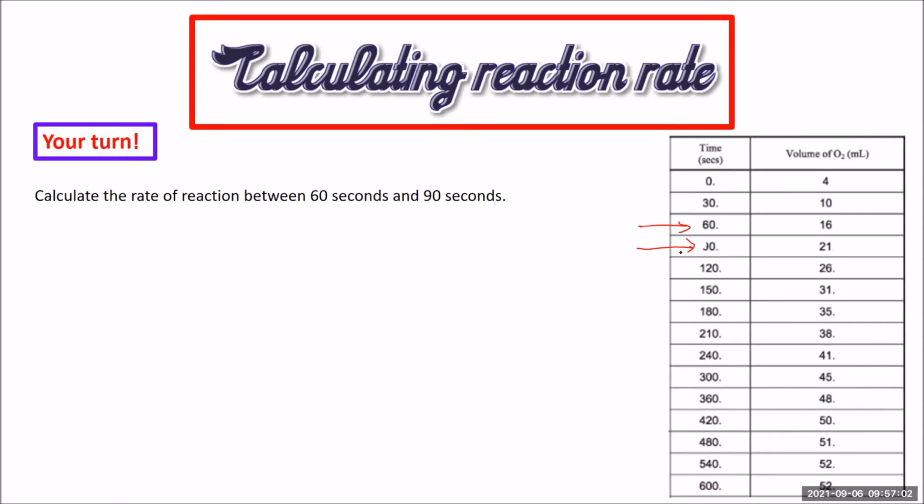So your average rate is the change in volume, which is 21 minus 16, divided by the change in time, which is 90 minus 60. If you run that through the calculator, you'll get 0.17 mils per second.